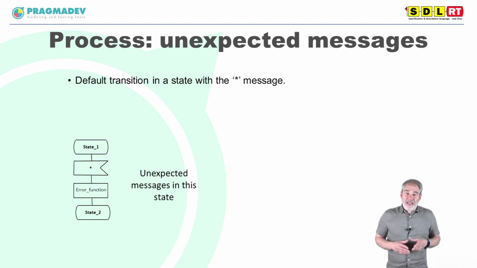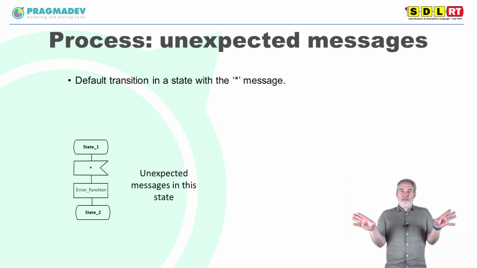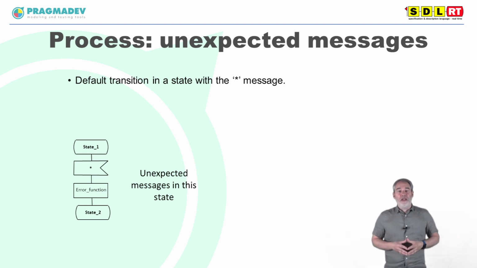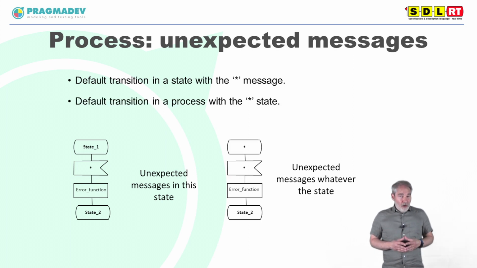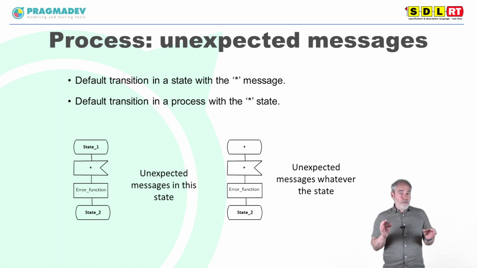Another way to deal with unexpected messages is to use a star in the input symbol. That means all other messages that are not explicitly listed in the possible inputs will trigger this transition. It is a sort of default input. The star can also be used in the state symbol, so the combination of a star state and a star input means that whatever message in whatever state that does not explicitly trigger something will trigger this default transition.